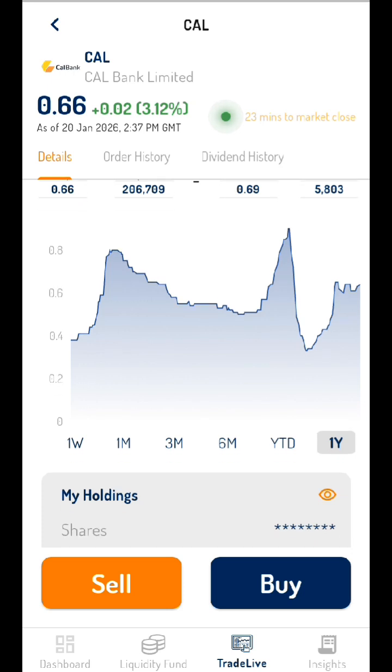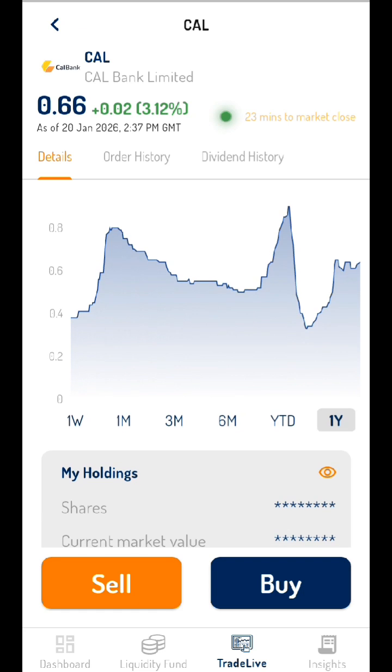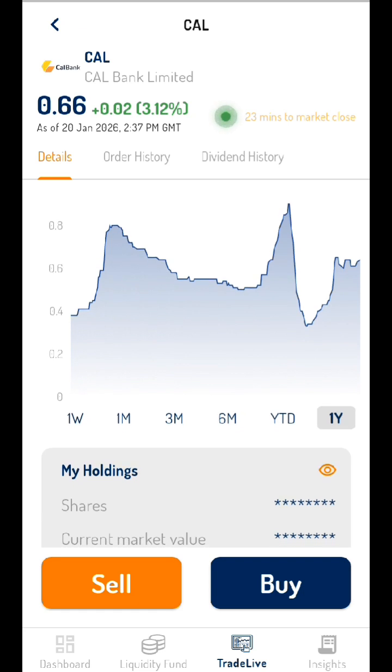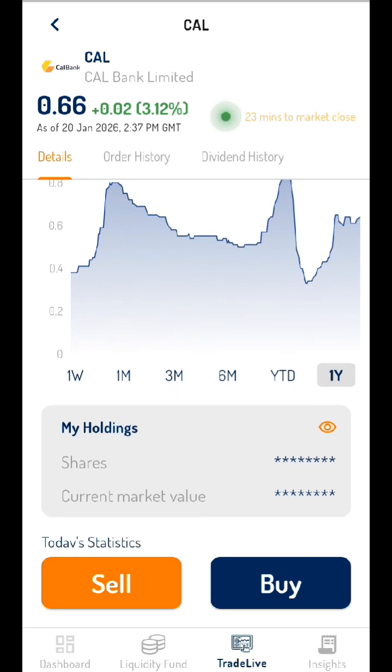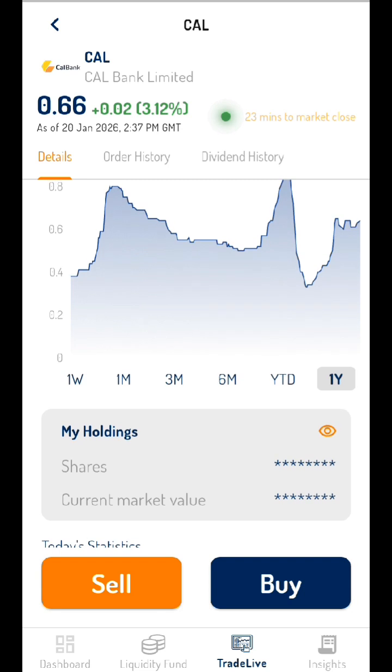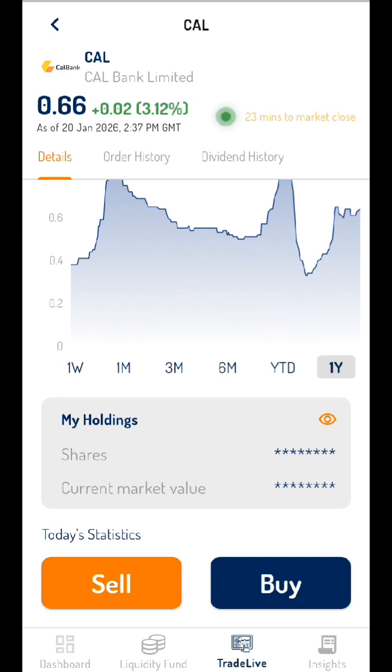When you scroll down a bit, you see a bit of statistics regarding that particular equity. So there will be statistics like the volume traded so far in a day. Unfortunately, I couldn't capture that part. So basically, this is what the indicators mean. So let's proceed with our buy option.